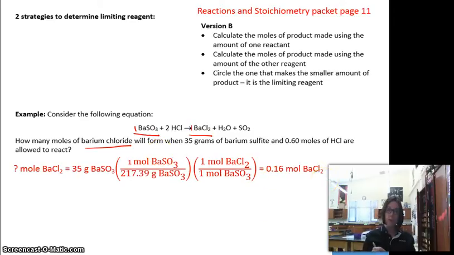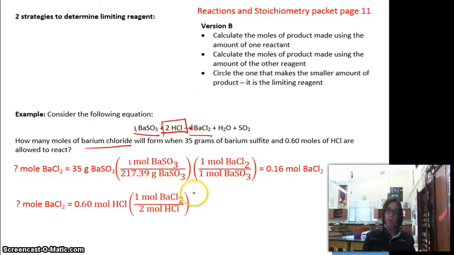Now we do the whole thing with the 0.60 moles of hydrochloric acid, trying to find out how many moles of product could I make with 0.60 moles of hydrochloric acid. I'm already in moles, so all I need here is a mole to mole ratio. Well, this time there's a coefficient in front of the HCl. There's just the invisible 1 in front of barium chloride. So the mole ratio would be 1 mole of barium chloride to 2 moles of hydrochloric acid. So if I multiply 1 and divide, I get 0.30 moles.